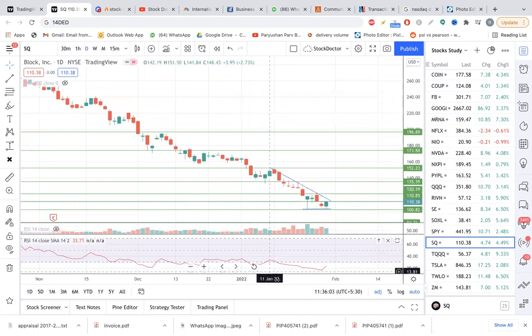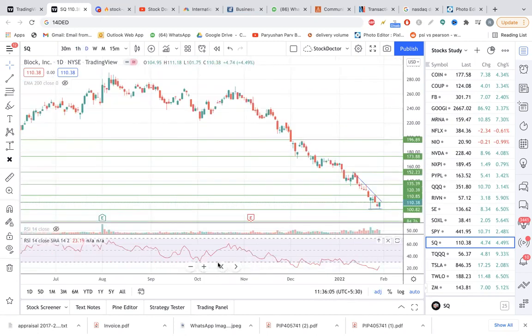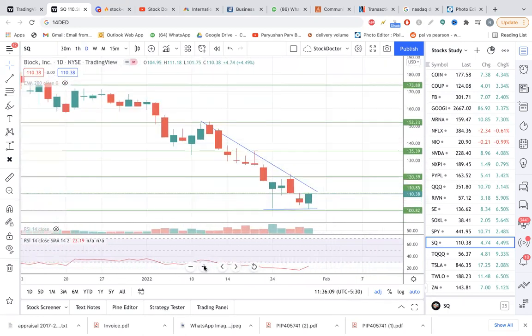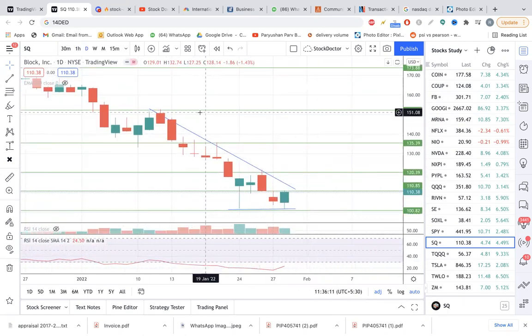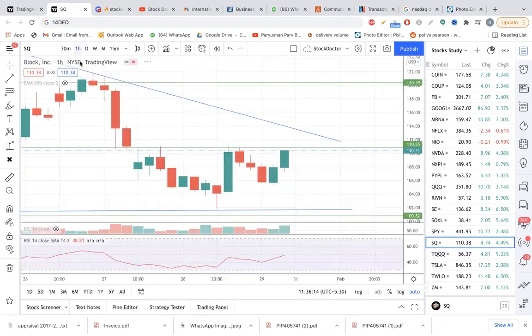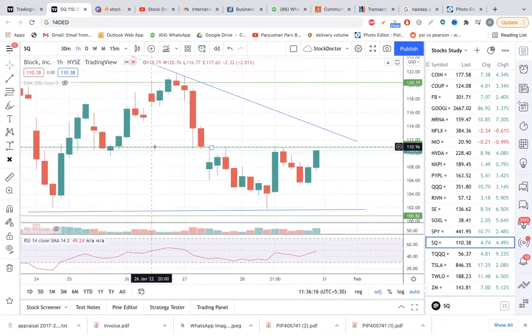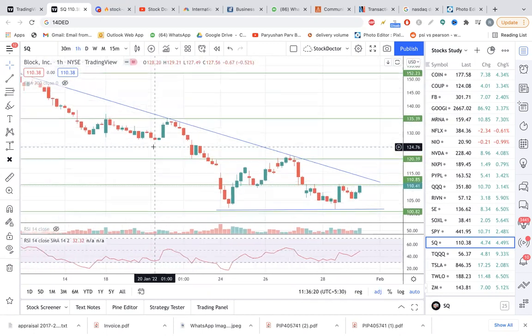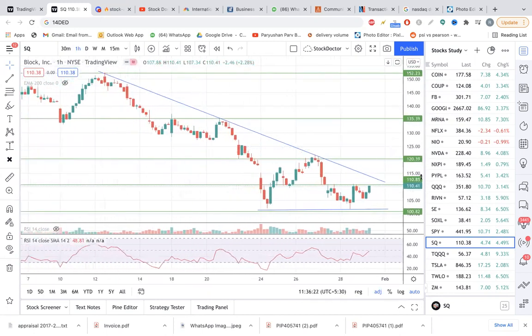See, for the SQ, PayPal, all are in the same category, right? If PayPal starts going up, then SQ will also go up from here. It has a very good support around $100, and you can see here this is an hourly trend line.